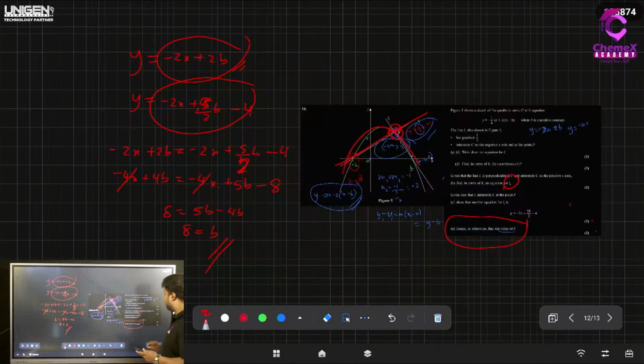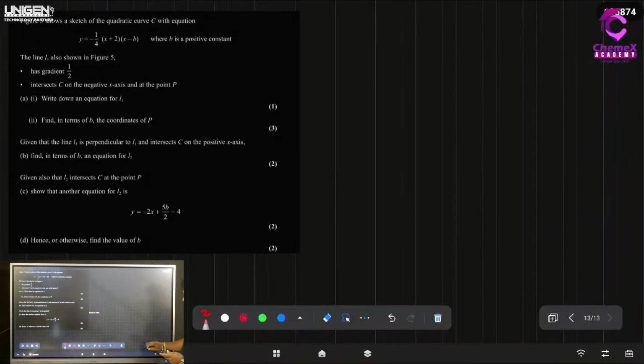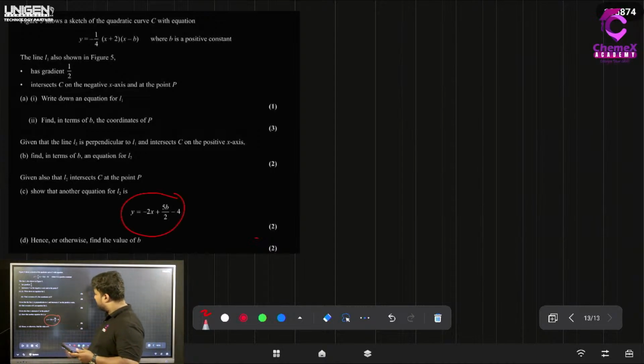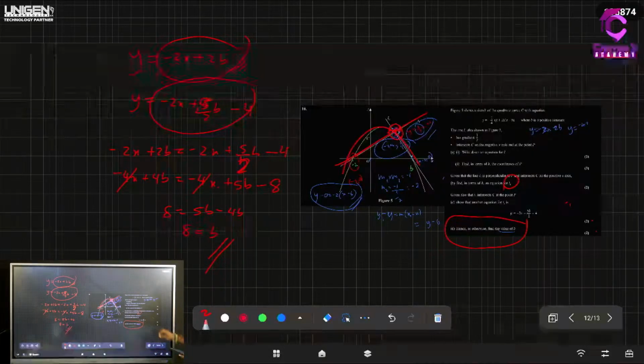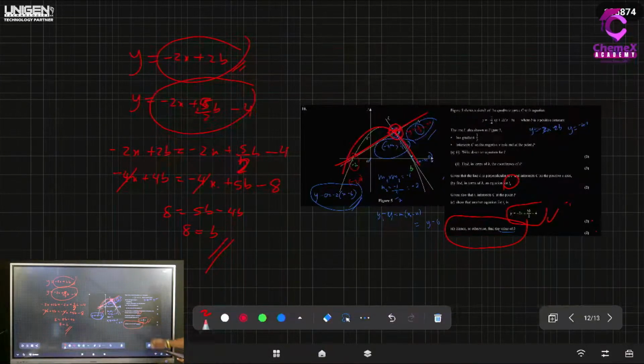Okay. So it's the same thing that I did here. So that's the final part. We just showed that y is equal to minus 2x for L2 and found b. We found b also in the previous part. We just did that and found b also. Got it?